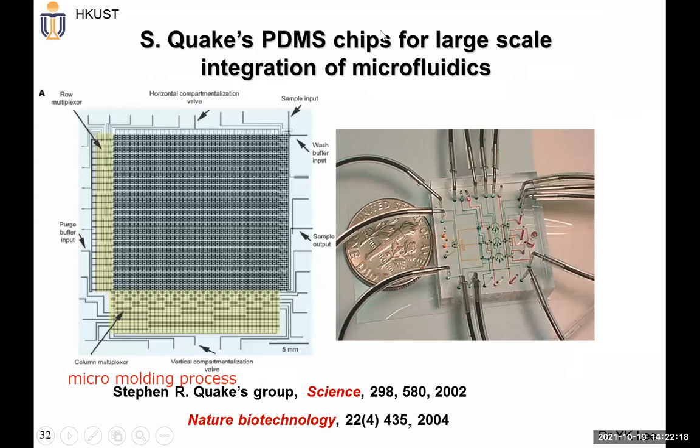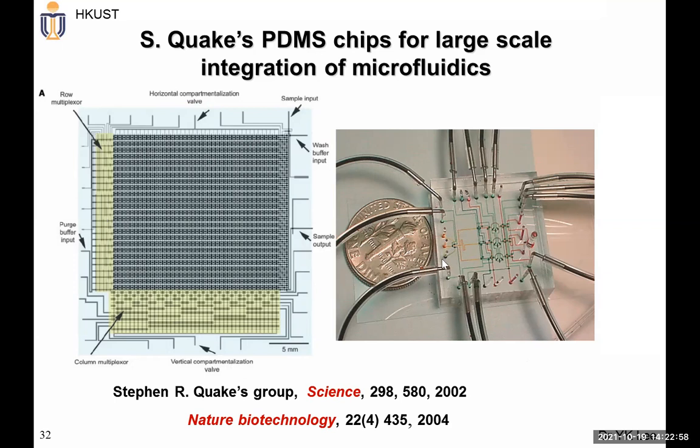Of course, this kind of microfluidic device is not new. As I mentioned, more than 15 years ago, Stephen Quake came up with some new ideas. How can we achieve large-scale integration of microfluidics? The idea is basically if you have an inlet, provide some pressurized air or pressurized liquid, and this can make a micro pneumatic valve, which is used as a way to do flow control.